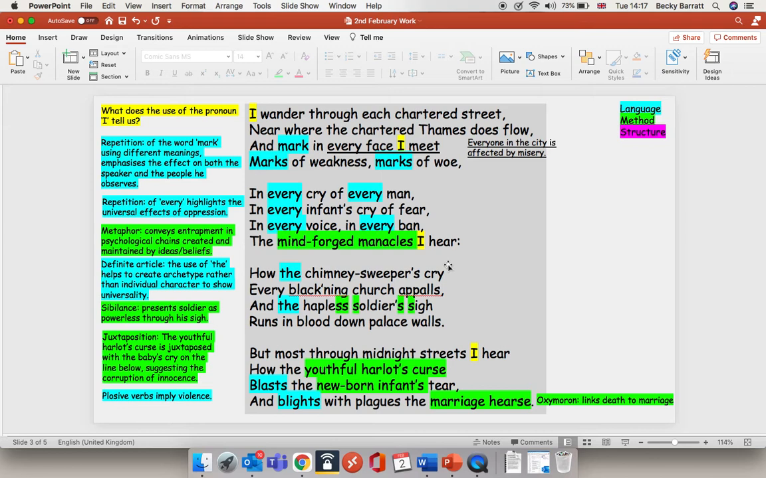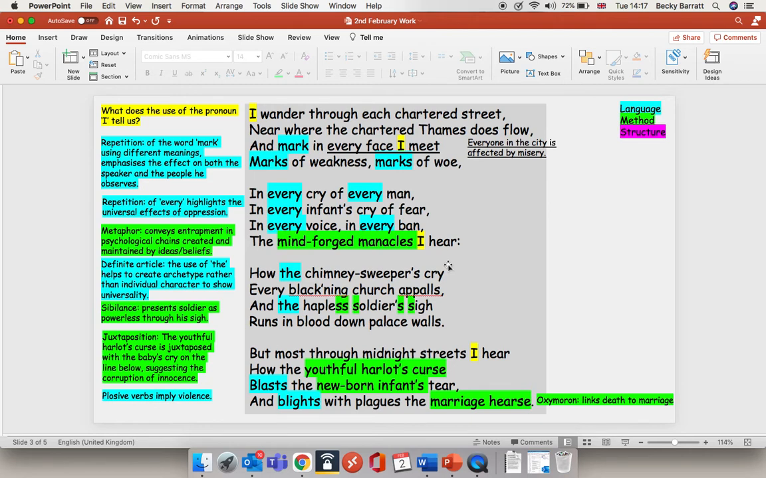The next stanza then. So, how the chimney sweepers cry, every blackening church appalls, and the hapless soldiers sigh, runs in blood down palace walls. So the first and the third line of that stanza then, there is what we call a definite article. So that's the use of the word the. So it creates an archetype rather than an individual character.